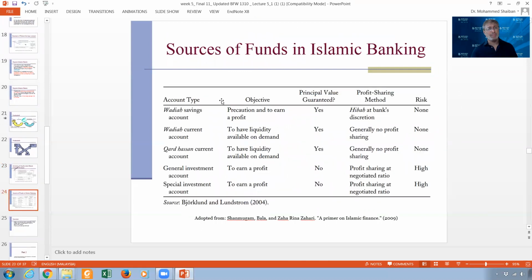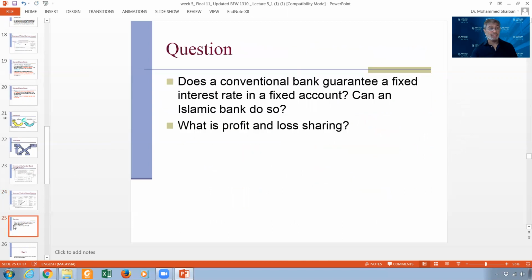Now this is other things to talk about, the sources of funds in Islamic finance. These are the financial products and their objectives, and whether the principal value is guaranteed. As you can see, under Wadi'a, yes, under Wadi'a current account, yes, under Qard Hasan, yes. This is where you give the bank a loan. We didn't talk about it, but it's another facility for how you put your money. And then general investment accounts and special investment accounts, which are Mudaraba accounts that have a profit. The principal is not guaranteed, and there is profit sharing, and the risk is high. Here, there is no risk. So for you as an investor, no risk, since the principal is guaranteed. Here the risk is high, but of course the return is high since it's profit and loss sharing. That's all.